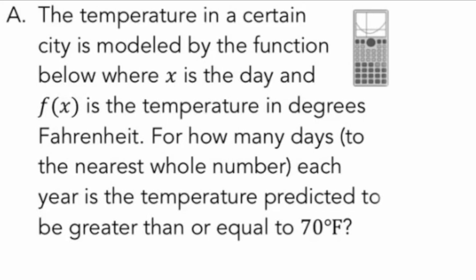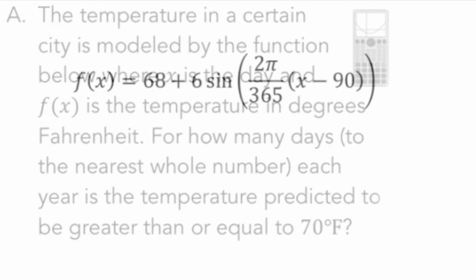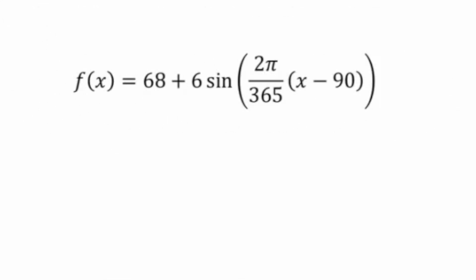So this problem says, the temperature in a certain city is modeled by the function below, where x is the day and f of x is the temperature in degrees Fahrenheit. For how many days to the nearest whole number each year is the temperature predicted to be greater than or equal to 70? And here's the equation we're working with. So f of x equals 68 plus 6 times the sine of 2 pi over 365 times x minus 90.